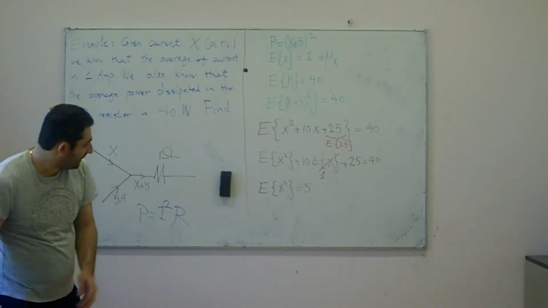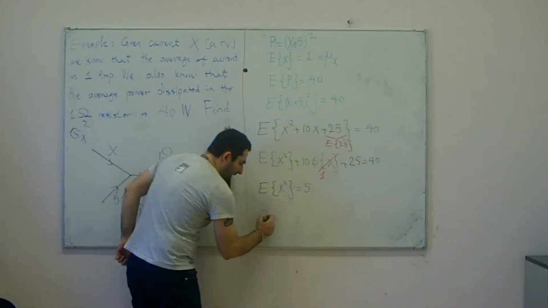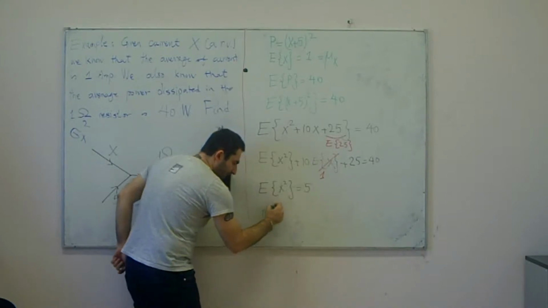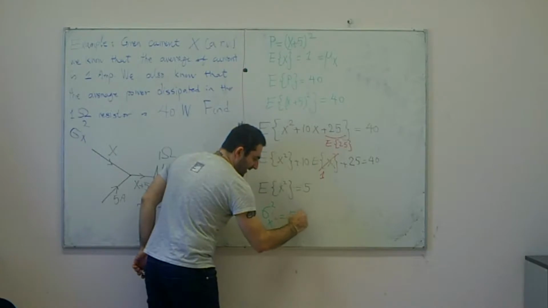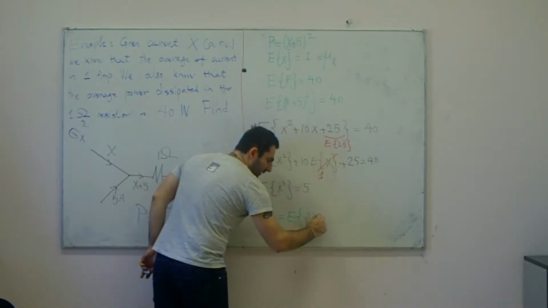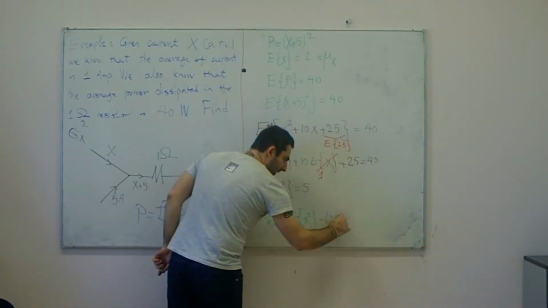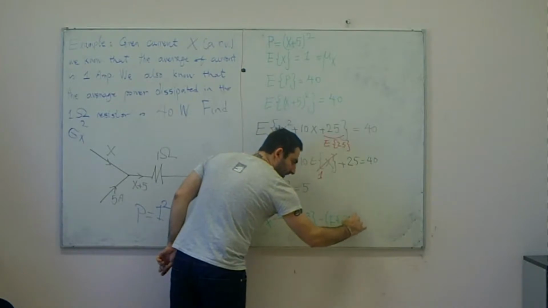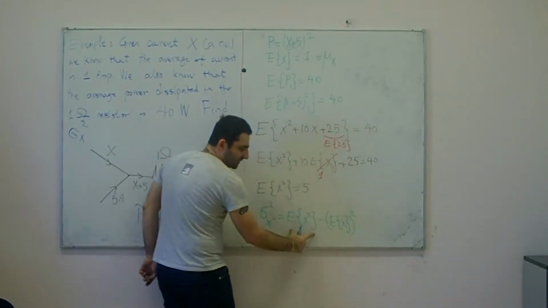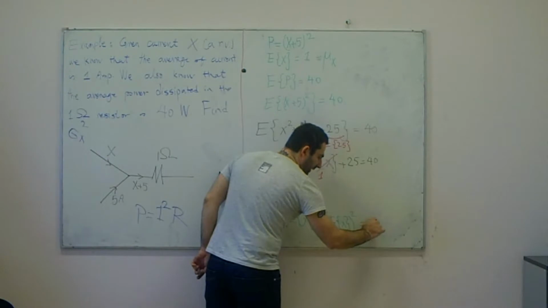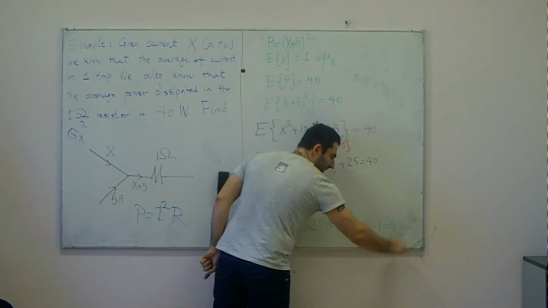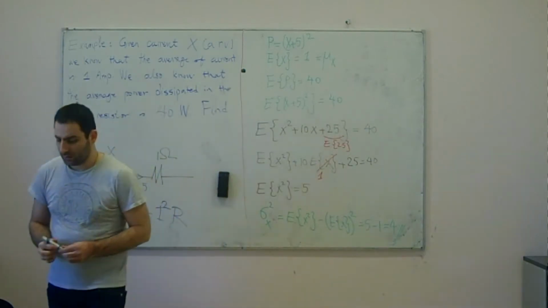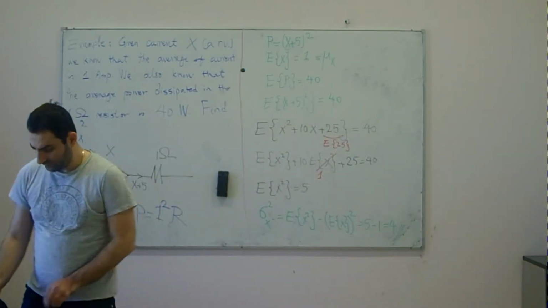Now, what we need to do, I want to find out what is sigma x squared. The formulation says that this is E of x squared minus E of x, squared. We just calculate: the first term is 5, the second term is minus 1 squared, which is 1, so the result is 4.